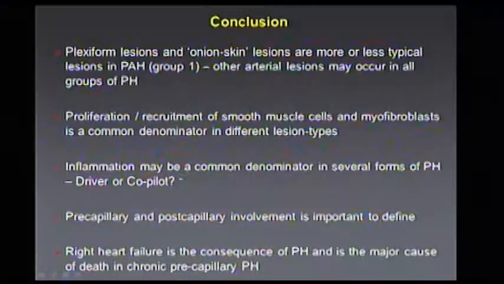So my conclusion is that plexiform lesions and onion skin lesions are more or less typical of PAH group 1. Other arterial lesions are less specific. Medial hypertrophy is found in all kinds of pulmonary hypertension. Proliferation and recruitment of smooth muscle cells and myofibroblasts is a common denominator in different lesion types. Inflammation may be a driver or copilot of pulmonary hypertension, and one day maybe we will target this pathway in the treatment of PH.